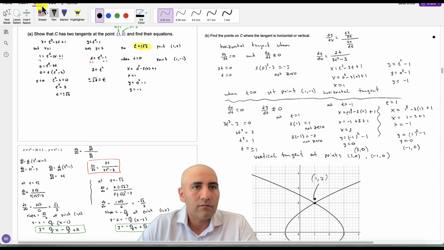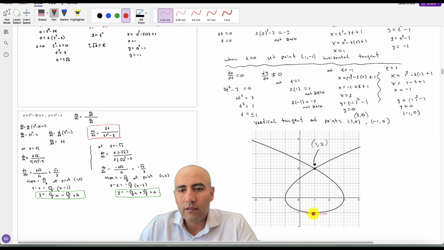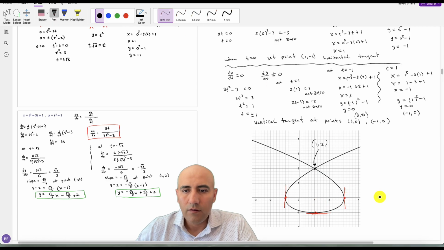Let's do it in red. We have a horizontal tangent line right here at this point. And we have vertical lines at this point over here and at this point over here. Put it in green. So this would be the line y equals negative 1, which is horizontal. Here we end up with the lines x equals 3 and the line x equals minus 1.